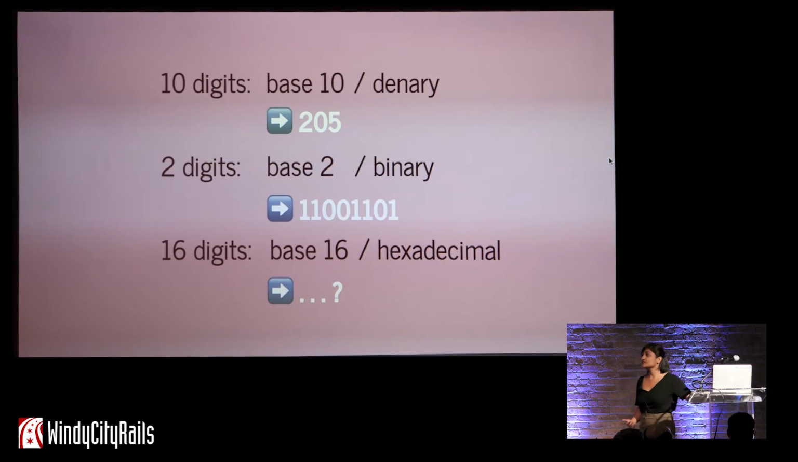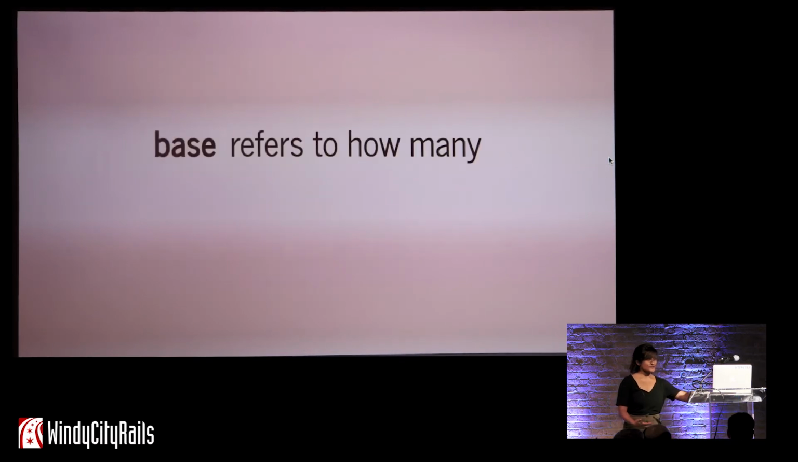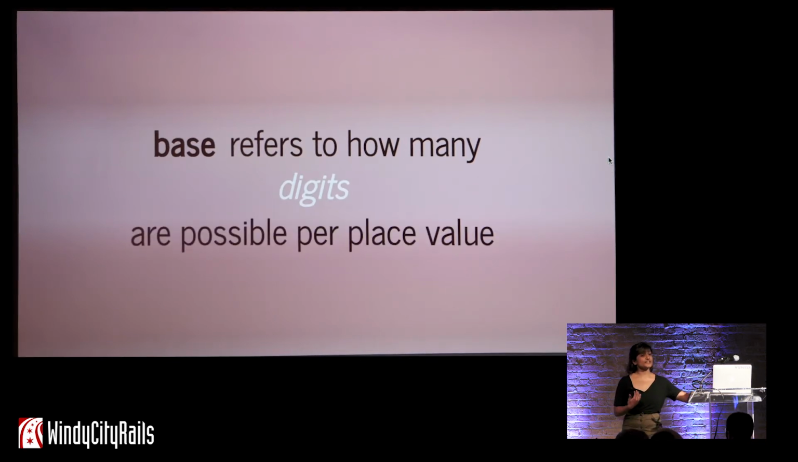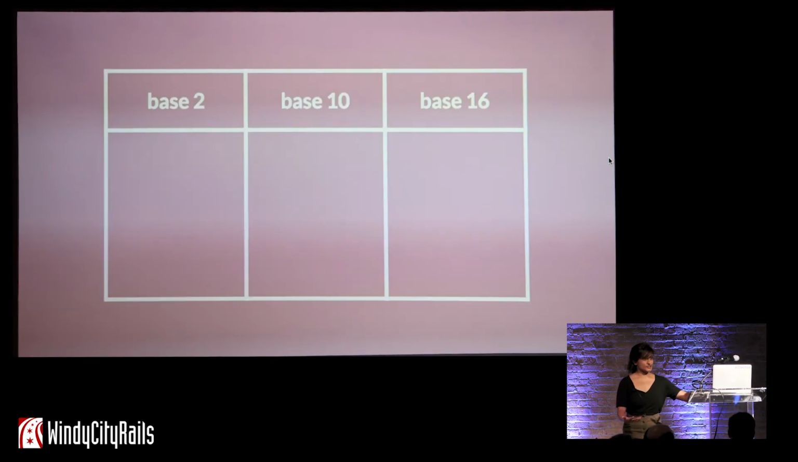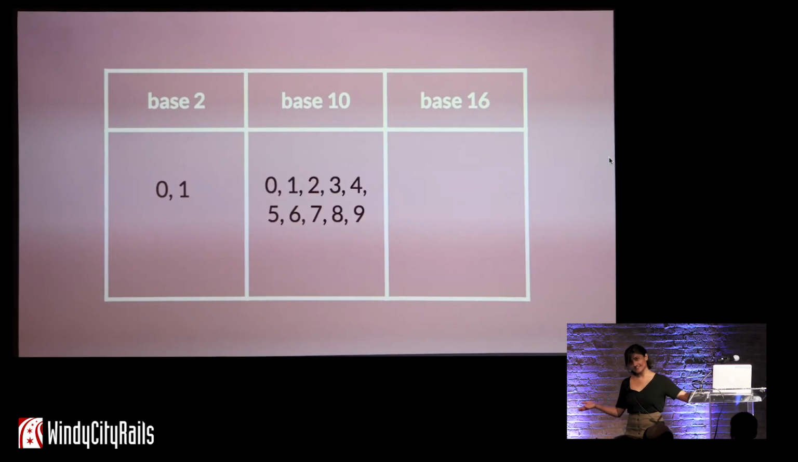Well, to answer this question, I think the fundamental thing we have to answer first is, what do we mean when we say base? Base refers to how many possible digits you can use in a single place value. So let's deconstruct that a little bit more. Base 2, 2 possible digits that you can ever use, and that's it, 0 and 1. Base 10, 10 possible digits you can use. 0, 1, 2, 3, 4, 5, 6, 7, 8, 9.